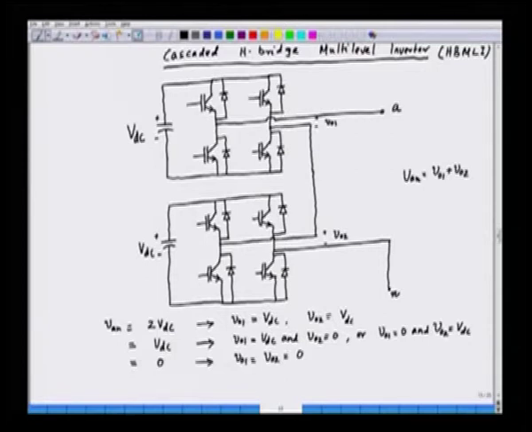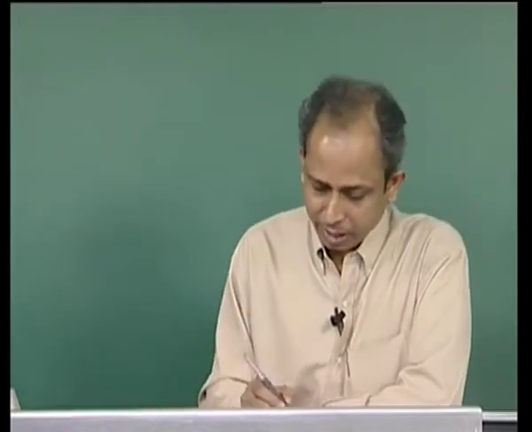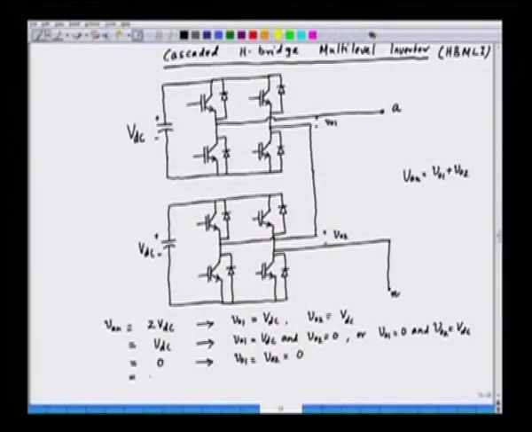Okay? And then let us talk about the negative polarity. VO1 can be negative. So if VO1 is minus VDC and VO2 is 0, or VO1 is 0 and VO2 is minus VDC, the output is minus VDC. So that is also one of the possibilities we have. So we can have VAN equal to minus VDC, provided VO1 is minus VDC.